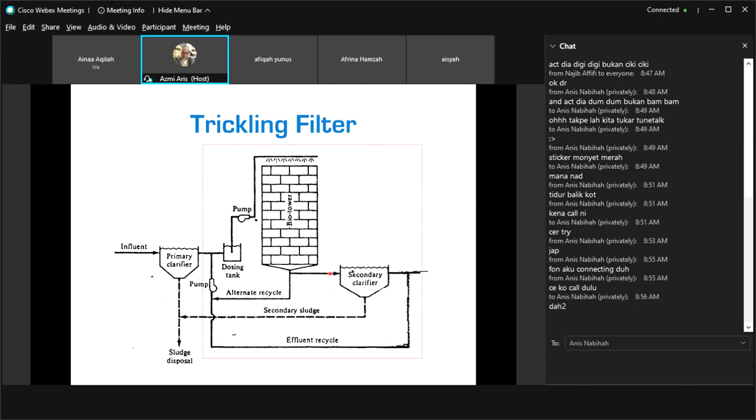Or after passing through the clarifier, where all the solids have already settled, the supernatant, or the clarified wastewater, some of it will be recycled back into the trickling filter. In activated sludge, we recycle the sludge. But in trickling filter or in biotower, we do not recycle the sludge, what we recycle is the treated wastewater.